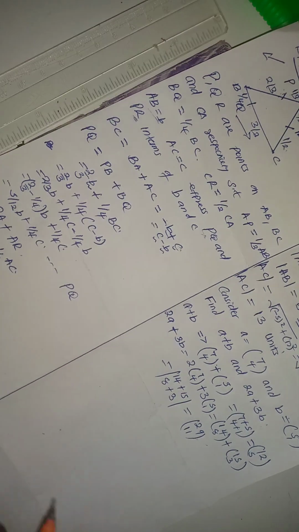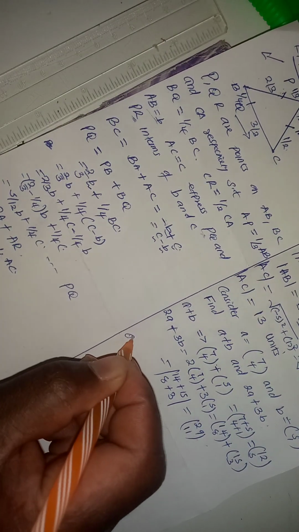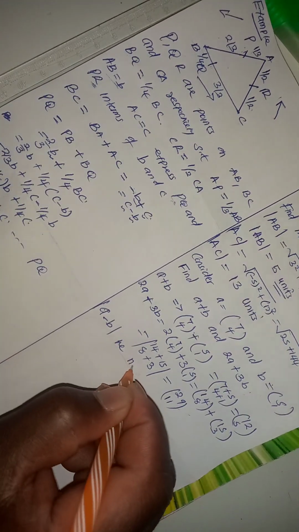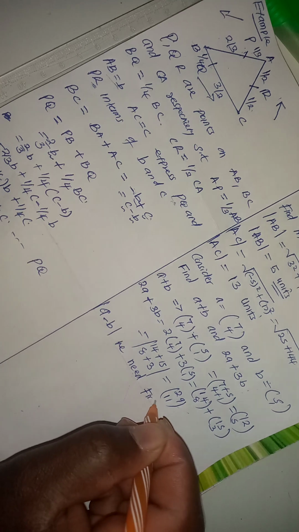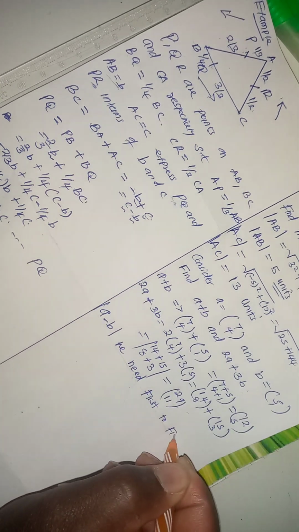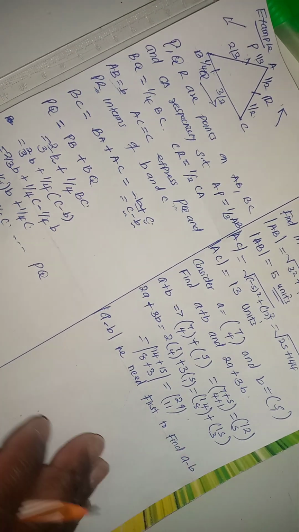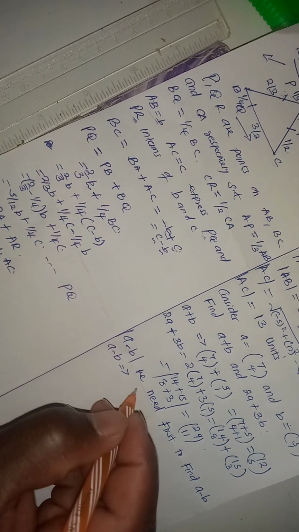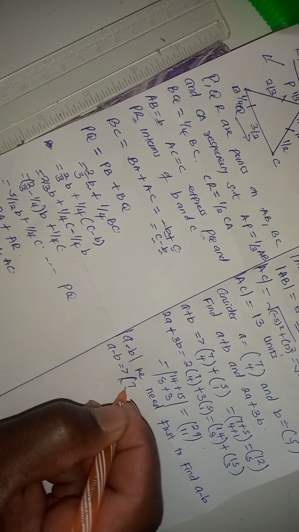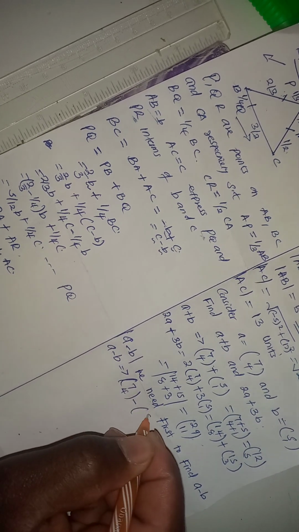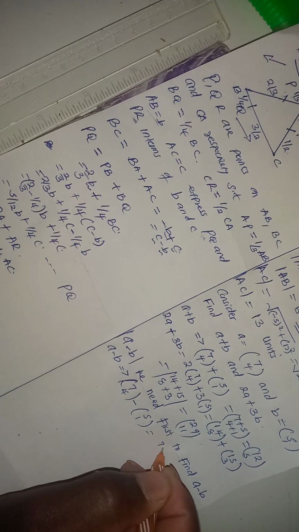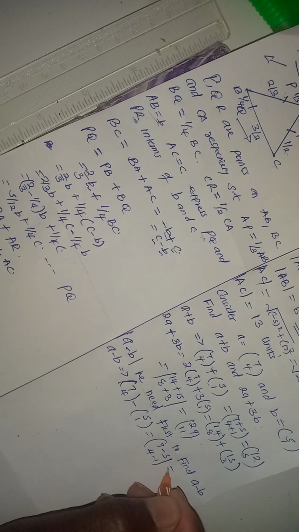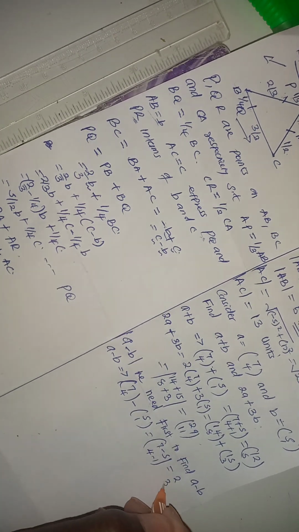Now let's say we are told to find the modulus of a minus b. So first we need to find a minus b. In our case, a minus b is (7, 4) minus (5, 1). This implies 7 minus 5 and 4 minus 1, which is (2, 3).